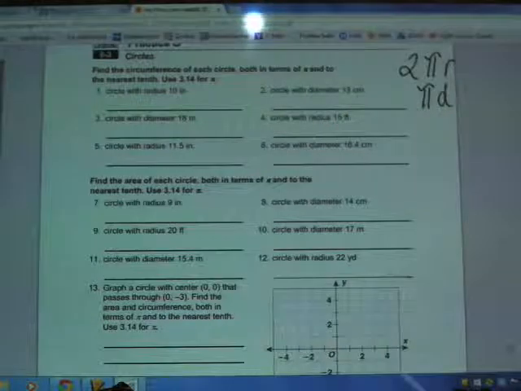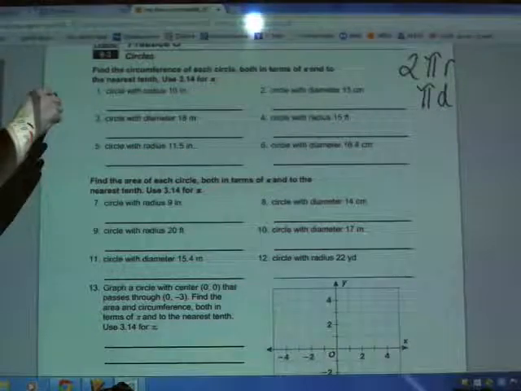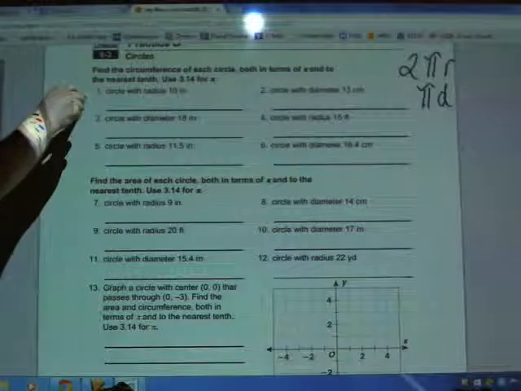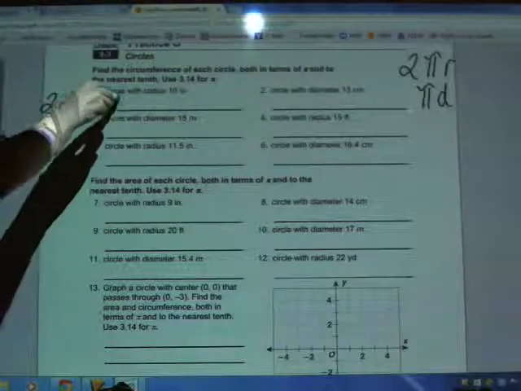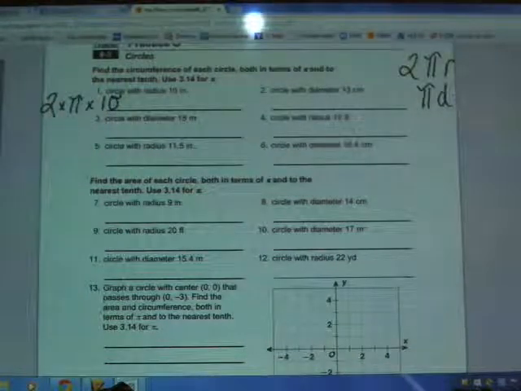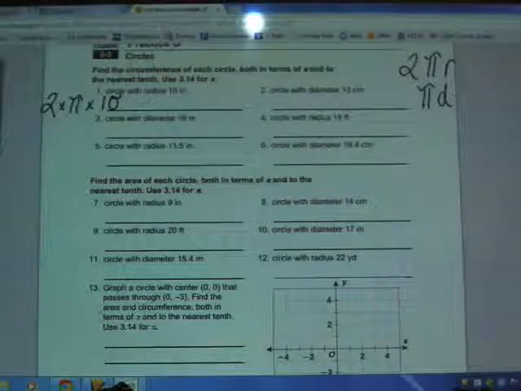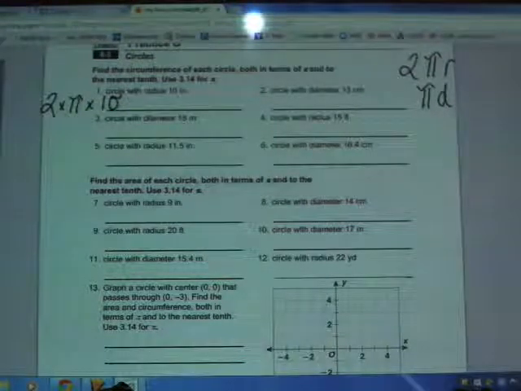So I'm supposed to take 2, multiply it by pi, and multiply that by the radius, which is 10. Now, the reason I did not change pi to 3.14 yet, even though we know pi is 3.14, is because they've asked us for two things. They've asked us for an answer with pi, and then they've asked us for an actual numeric answer where we go to the nearest tenth for rounding.